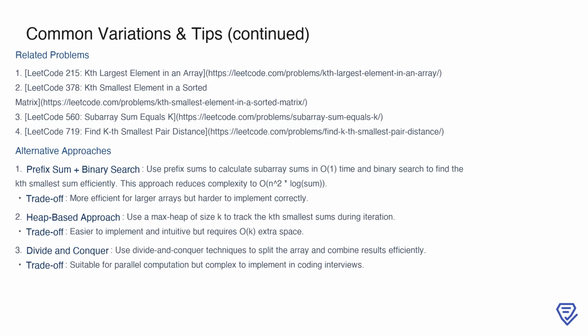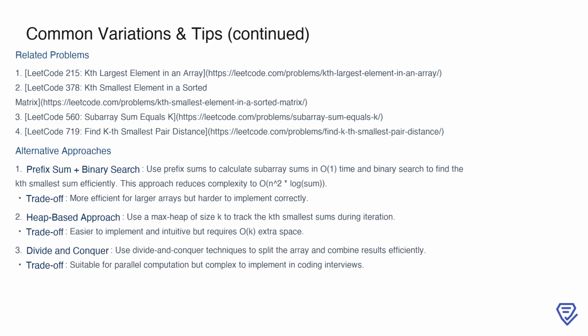To deepen your understanding, it's helpful to explore related problems. For instance, LeetCode 215 asks for the kth largest element in an array, while LeetCode 378 involves finding the kth smallest element in a sorted matrix. Problems like LeetCode 560, which focuses on subarray sums equaling a target value, and LeetCode 719, which deals with finding the kth smallest pair distance, are also relevant and can help you practice similar concepts.